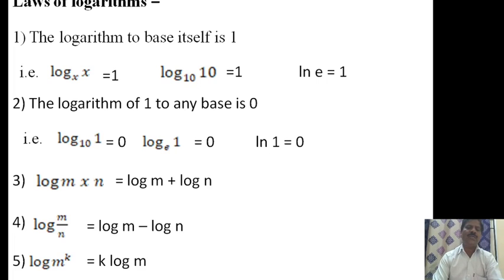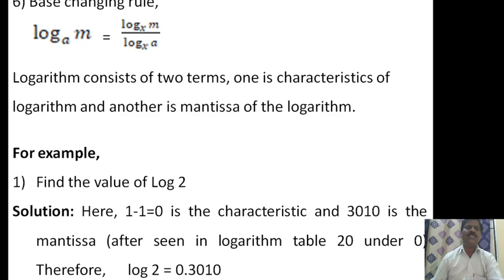The fifth one is the log of m to the power of k, where k is any constant value and m is also a constant. We can write it as k log m. And the last, the sixth rule, is the base changing rule. Suppose log m to the base a is there, and base a is to be changed to some other base x. Then it can be written as log m to the base x divided by log a to the base x, and this is the base changing rule.